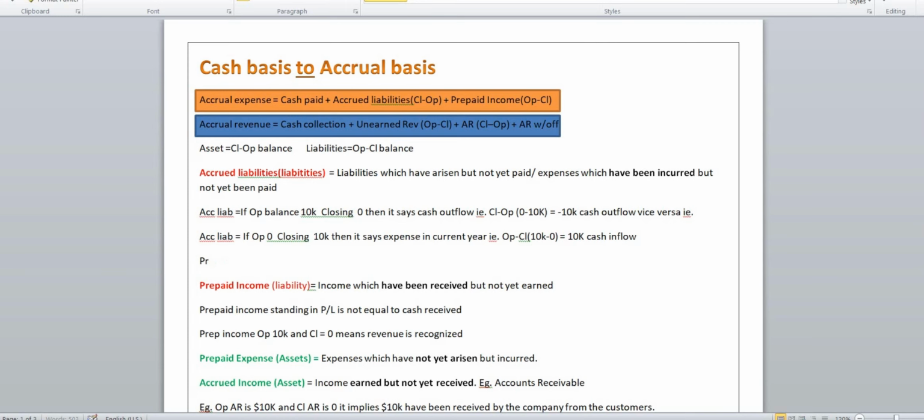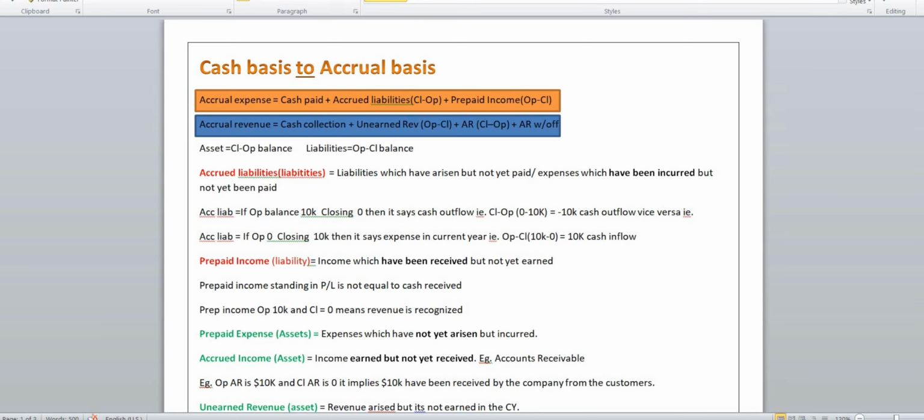Coming to the next one, prepaid income. What does prepaid income mean? Though there is income over here, it's a liability. Why? Because it is income which has been received but not yet earned. So prepaid income in the P&L is not equal to cash received. If the opening prepaid income is 10,000 and the closing is 0, it means revenue has been recognized. The situation indicates a cash inflow.